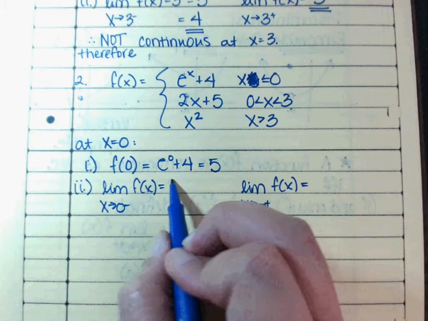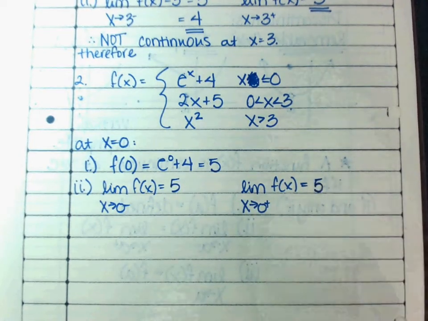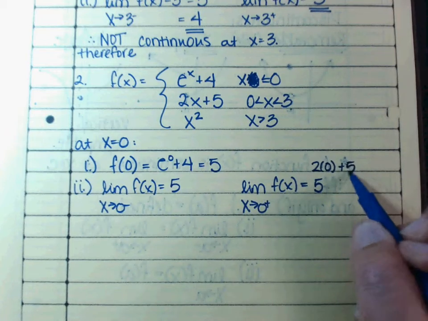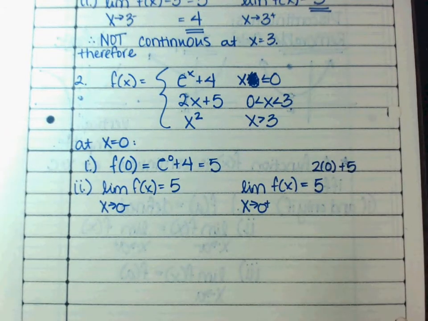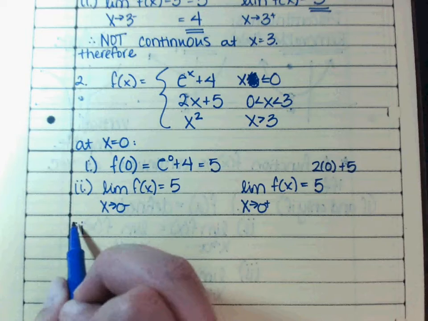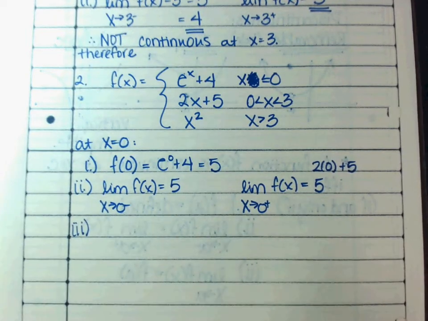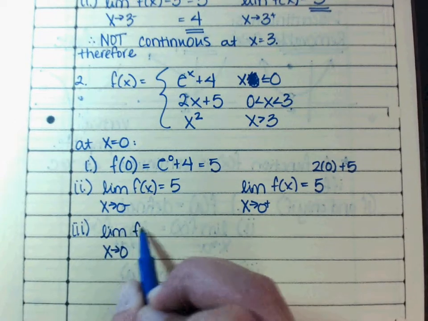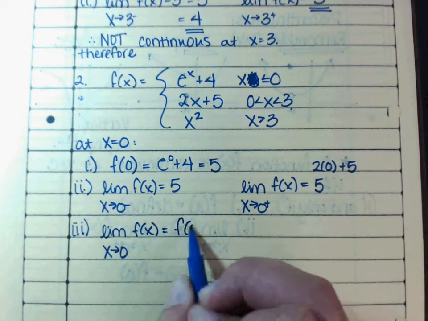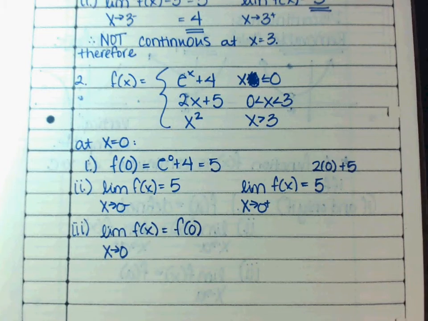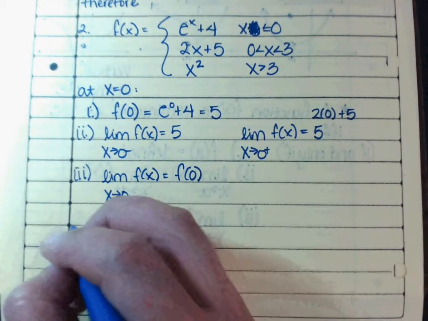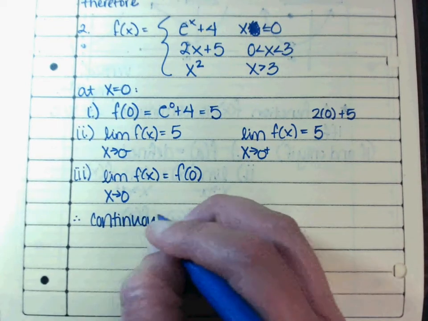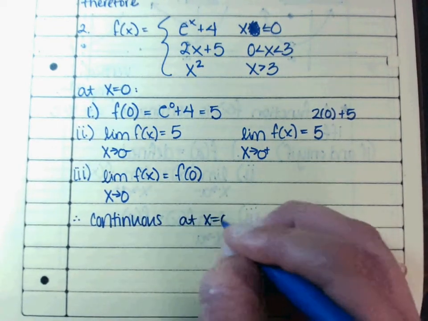Is that the same as the y value? Yes. Okay, I'll put right here, this was 2 times 0 plus 5. That was how we got it. So then for step 3, if my left and right limits were both 5, then my limit is 5 without a plus or minus, and that's equal to f of 0. So what's my conclusion at that point? It is continuous. Therefore, continuous at x equals 0.